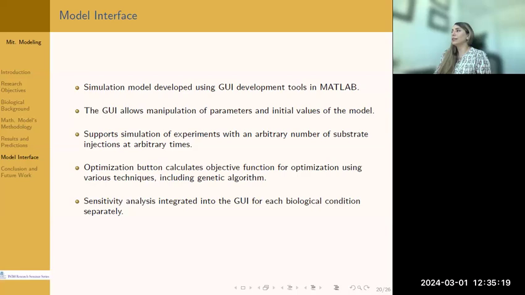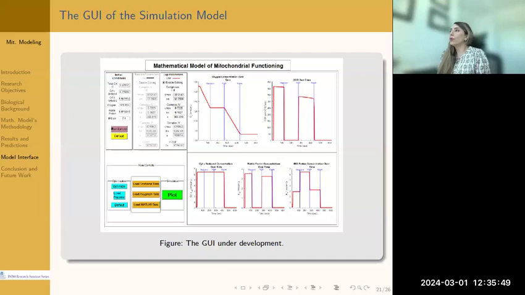Sensitivity analysis is integrated into the GUI for each biological condition separately, enabling users to assess the impact of parameter variations on model output and system behavior. The interface simulates both experimental and baseline scenarios concurrently, providing users with a comprehensive platform for exploring and analyzing mitochondrial function under different conditions. So here is a figure of the GUI under development.